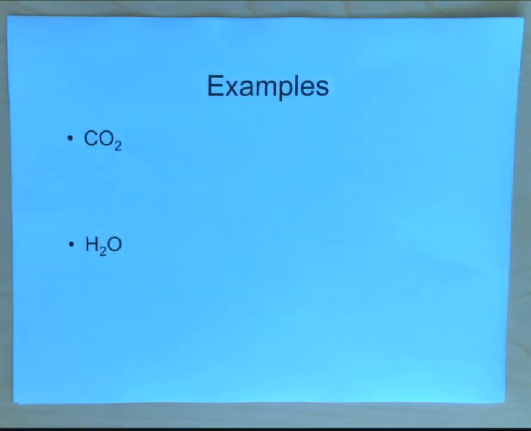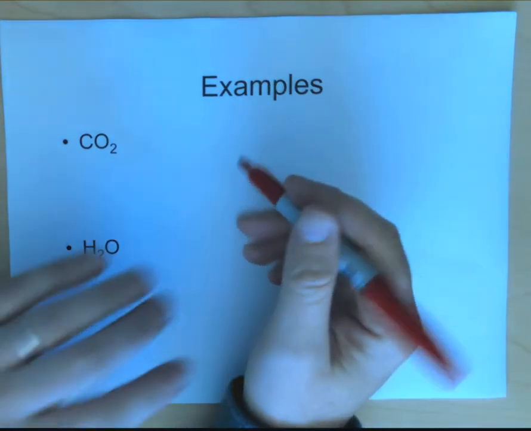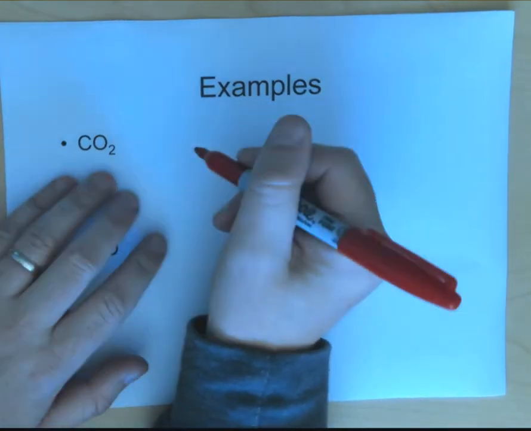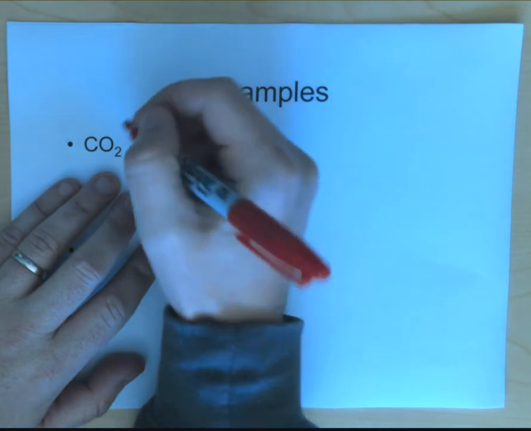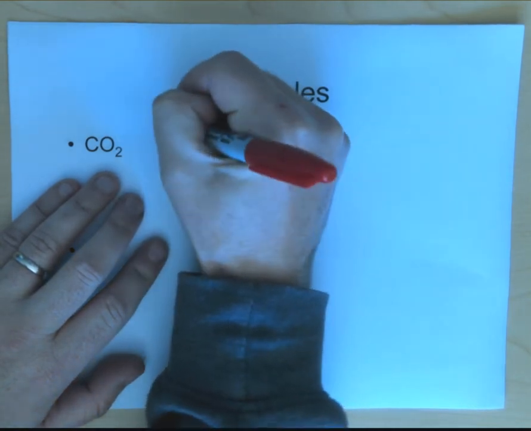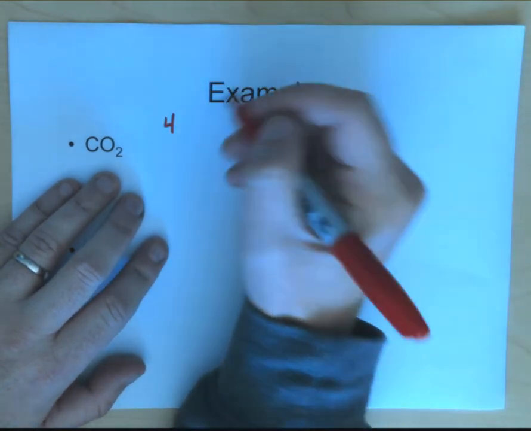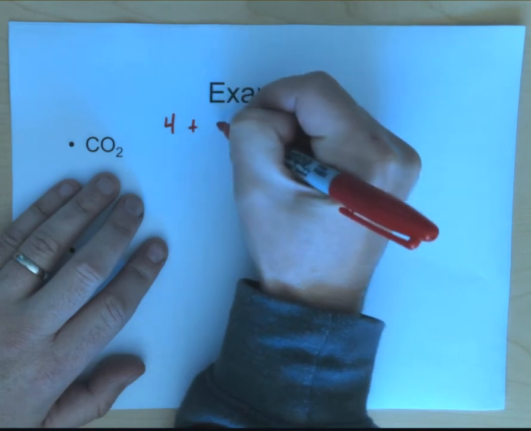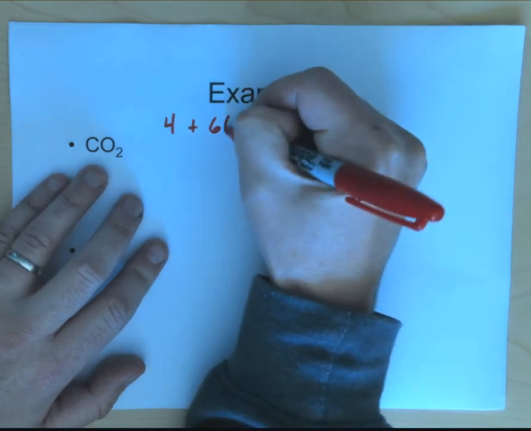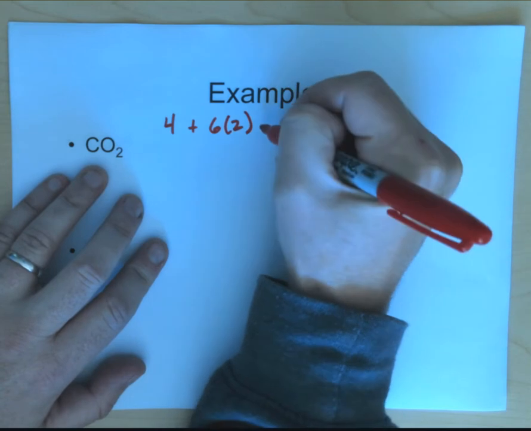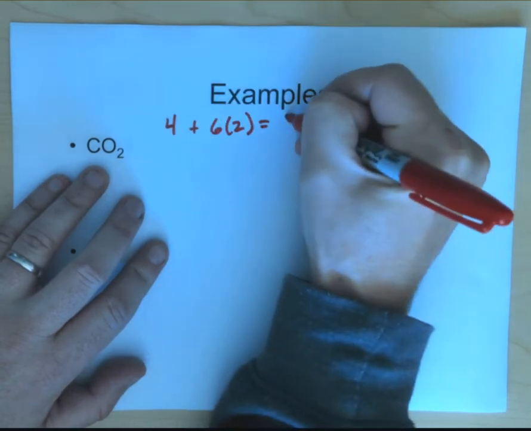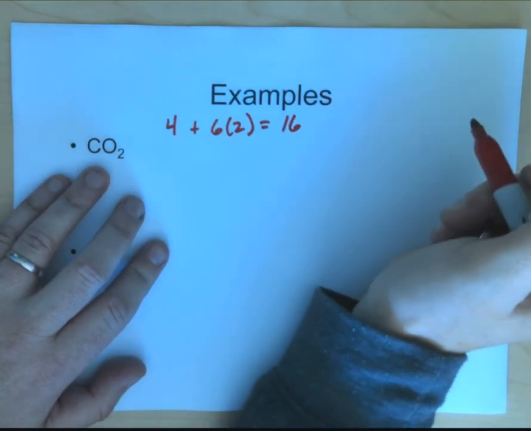All right, so step 1 is to start with carbon dioxide. It says to add up the total number of valence electrons in the atom. So carbon being in group 14 has 4 valence electrons. Oxygen being in group 16 has 6. Since there are 2 oxygens, I have to double that. So that means there's going to be 12 plus 4, 16 total electrons.